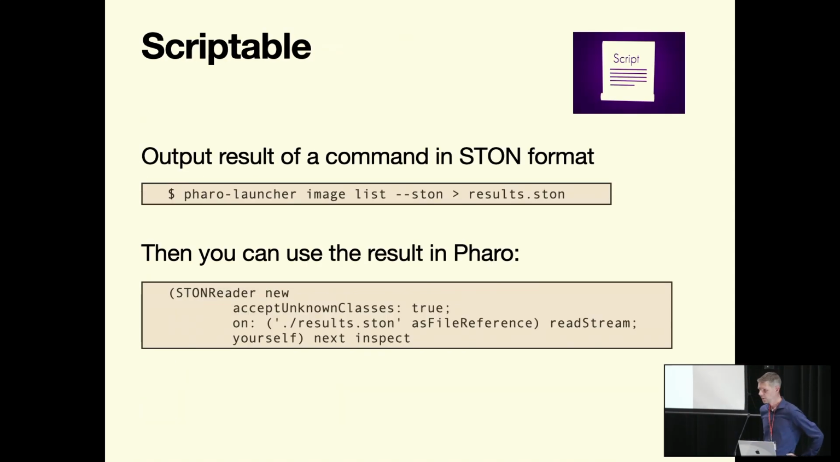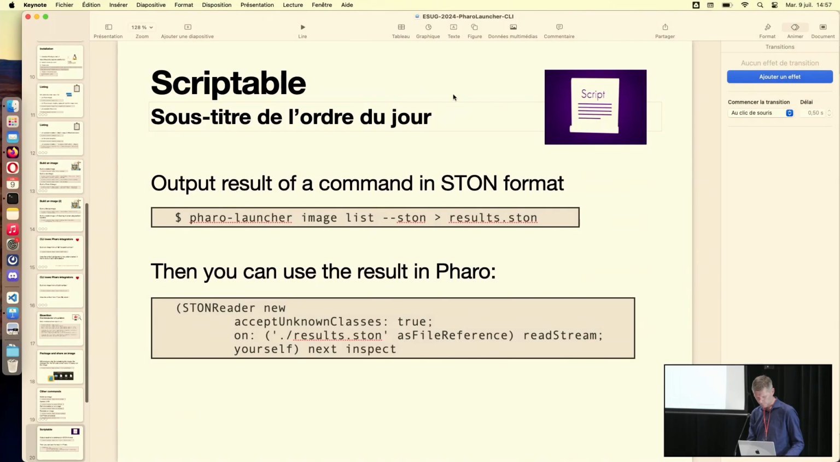The last one: we also have a STON output for all commands. And it's very handy. For example, you can list images, output that to a file, and then use the result of that in another Pharo script. So I already did that.